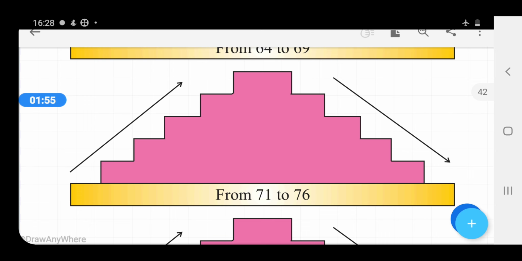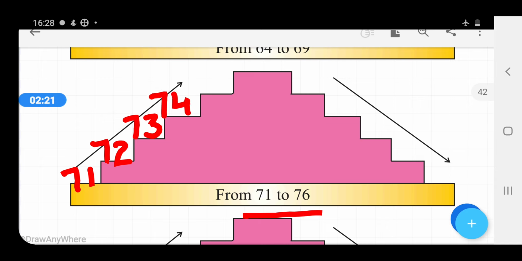Here we have to write the ascending and descending order of the numbers from 71 to 76. Let's start writing the numbers from the left side of the picture. 71, 72, 73, 74, 75, 76.